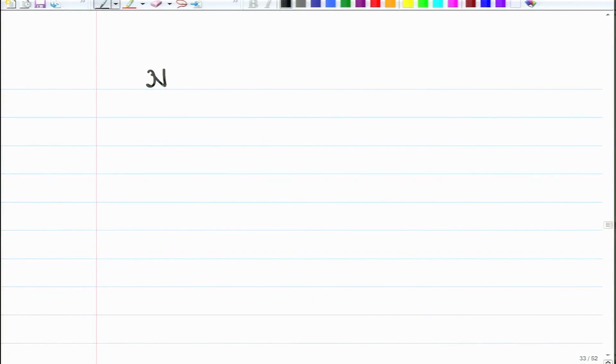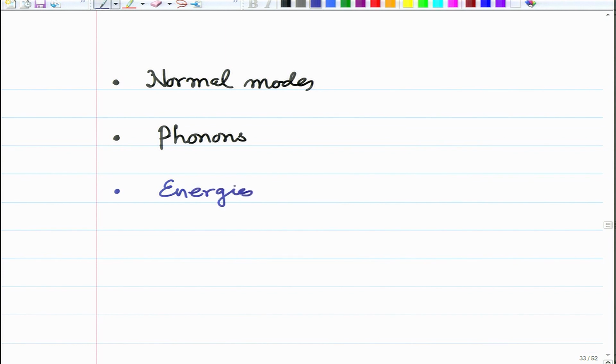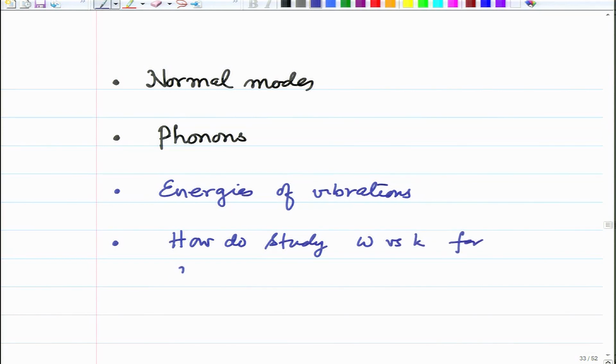Having covered all the preliminaries of crystal vibrations in the lecture so far, what I want to do now is introduce more concepts, and the concepts I want to introduce are those of normal modes and phonons, and also now start worrying about energies of vibrations, and how do we study omega versus k for crystal vibrations. Why are these things important?